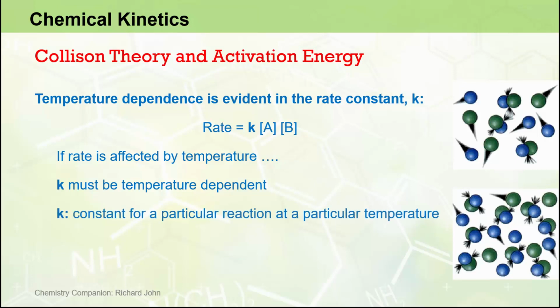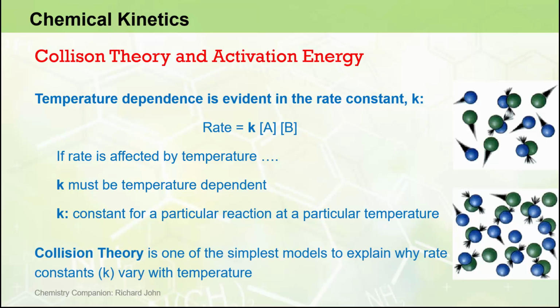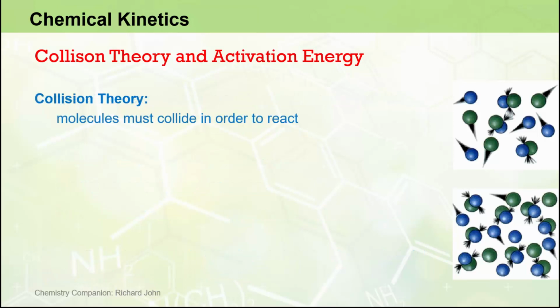Now, you may recall that when we introduced rate constants earlier, we said that the rate constants were only constant for a particular reaction at a particular temperature. The introduction of collision theory is one of the simplest models used to explain the temperature dependence of reaction rates and why rate constants vary with temperature. The central idea of the collision theory model is that molecules must collide in order to react. The greater the number of collisions per second, the greater the reaction rate.